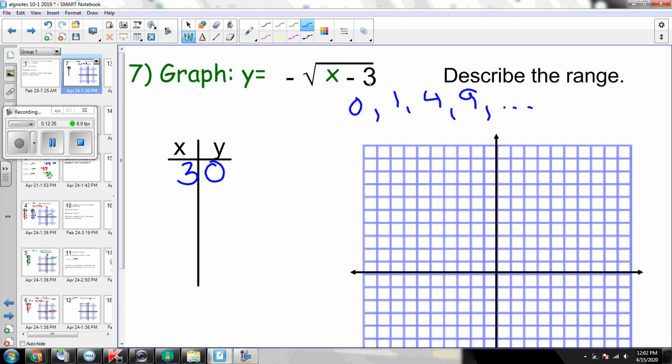Then how could I make the x minus 3 equal 1? What do I take away 3 from to get 1? Well, that would be 4. 4 take away 3 is 1. The square root of 1 is 1. But then I multiply by a negative, I'll get negative 1. Then I'm going to ask myself, well, what can I put in for x to get 9? Well, 12 minus 3 is 9. So I'll put 12 in. The square root of 9 is 3. Then I multiply by a negative. I'm going to get negative 3.